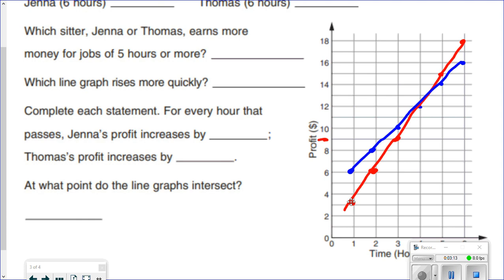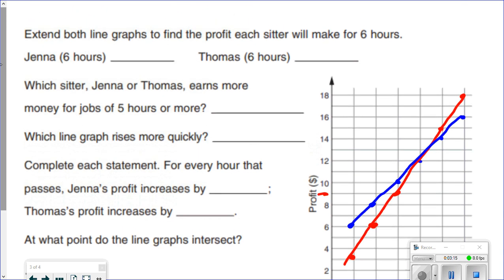Now we're going to answer some questions here. Extend both line graphs to find the profits each sitter will make in 6 hours. So Jenna at 6 hours was at $18. We'll always keep Jenna in red. Because 6 times 3 is 18. And Thomas at 6 hours was at 16 right there. So he's at $16.